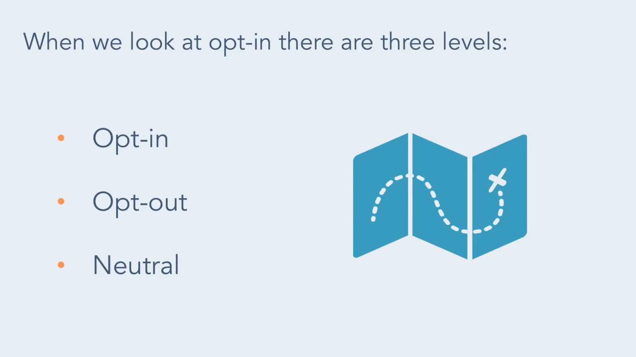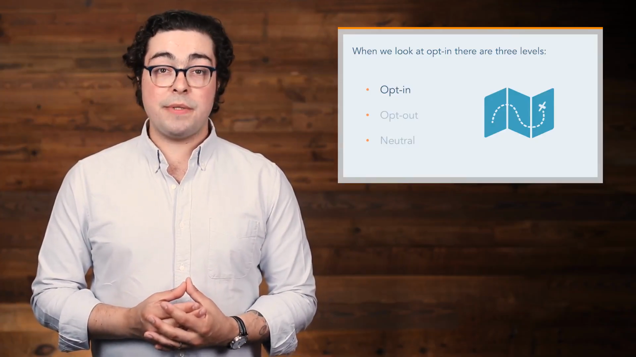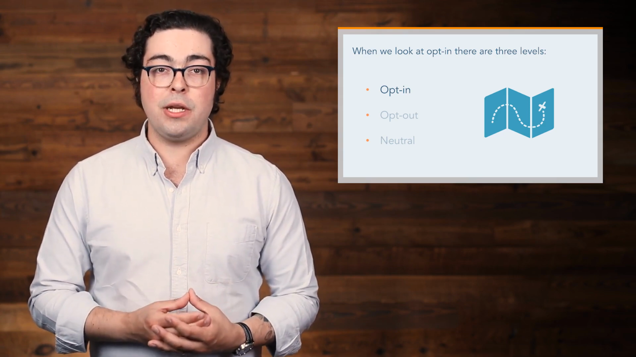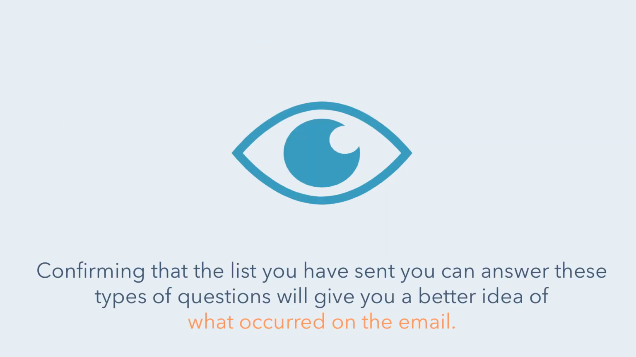When we look at opt-in, there are 3 levels: opt-in, opt-out, and neutral. When someone opts in, they're taking an action saying, yes, you can communicate with me and process my data. This means that you have opt-in. You can take it a step further and use a double opt-in mechanism to confirm that opt-in action and put the additional confirmation behind it. However, there is also opt-out, where someone's saying the opposite of this. They do not wish to receive emails from you. Or there's a third neutral status, where they have not taken an action to confirm or deny their opt-in. Answering these types of questions will give you a better idea of what occurred on the email.